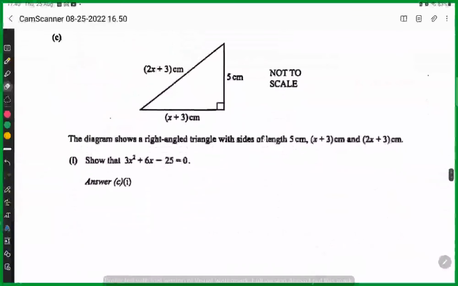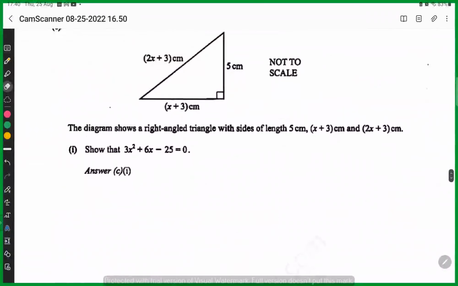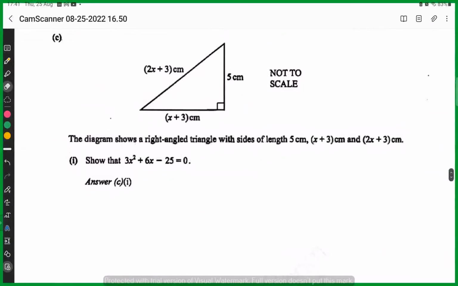Okay. Now we have another question, and this question says, the diagram shows a right angle triangle with sides 5, x plus 3 and 2x plus 3. Show that this is equal to 0. Now, where exactly did this come from? Like, we are clueless, right? So, how do we do this?